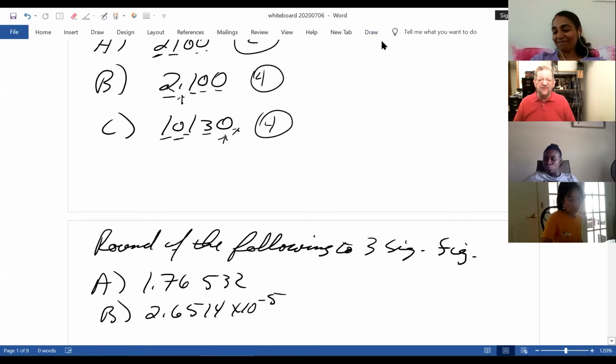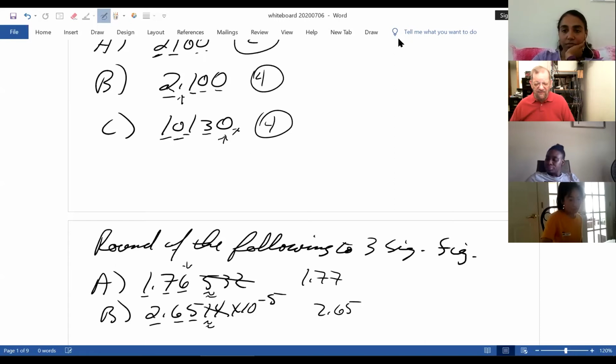So let's do this. All right. 3 significant figures. Keep the 1, keep the 7, keep the 6. Use this to round off. It's 5 or higher. You drop that, increase the 1 in front by 1, so that'd be 1.77. 1, 2, 3. Use the 1 to round off. That's 4 or less. Drop that, 2.65. Remember, this stays where it is.